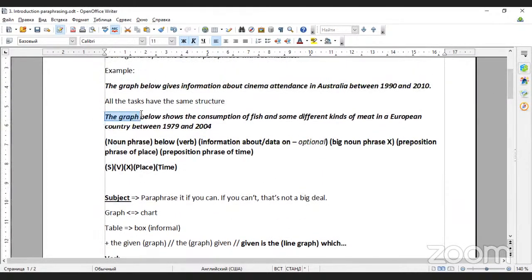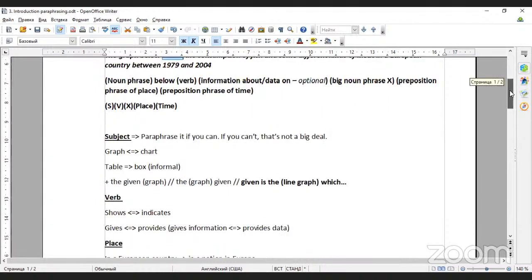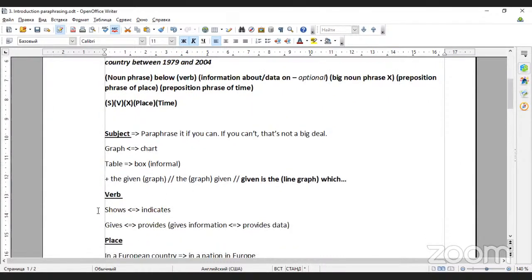My recommendation is to say either the given graph, the graph given, or given is the line graph, and then we have this verb, shows. We also need to paraphrase this verb. In more than 90% of all the tasks, if it shows, you can say it indicates. If it indicates, you can say shows. If it gives, you can say provides. If it provides, you can say gives. If it gives information, you can say provides data. If it provides data, you can say it gives information.